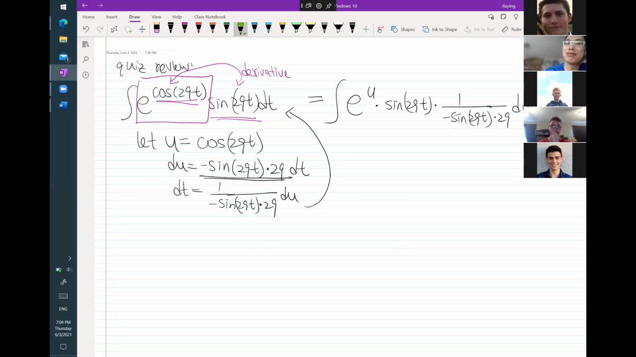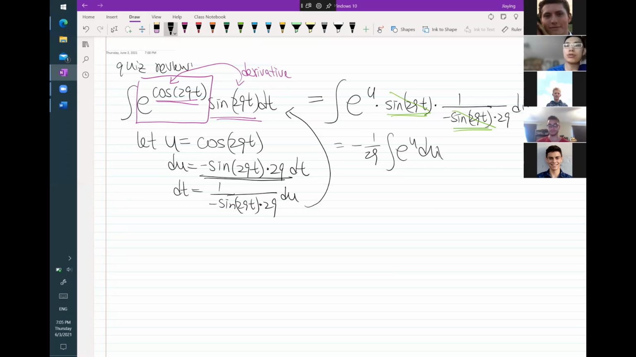Let me finish this problem. The benefit of doing that is that the sine we can cancel out. So sine 29t cancels from the numerator and denominator. And then you have 1 over negative 29, which is a constant. We can bring it in front. So we get negative 1 over 29, integrating e to the u du.